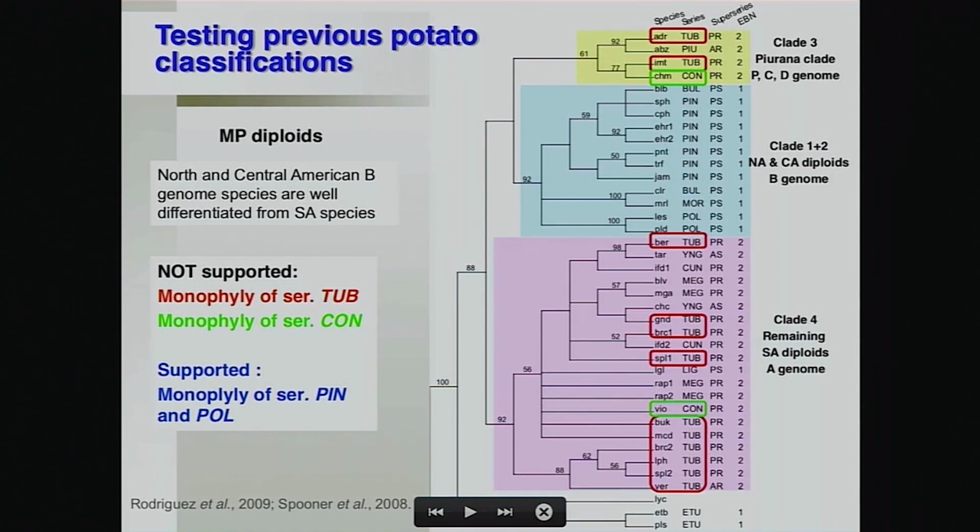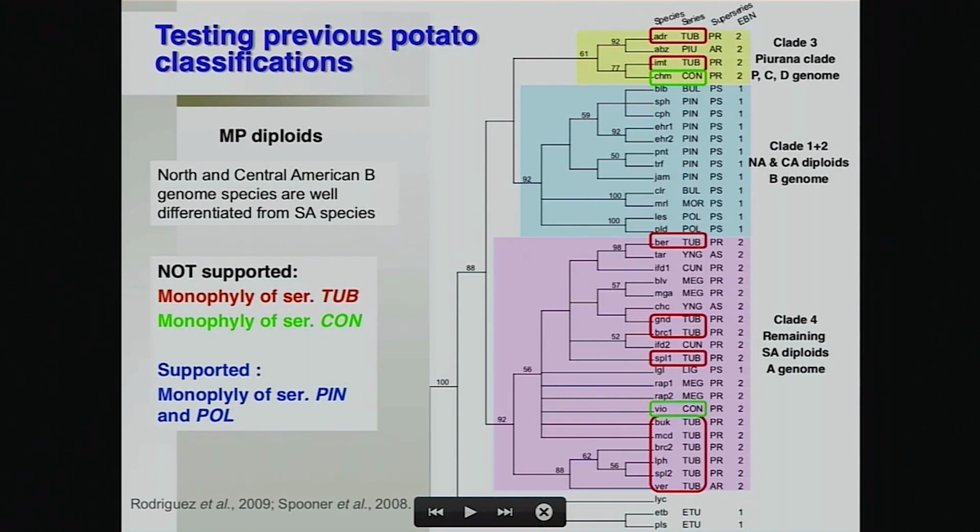And we were testing here previous potato classification. For example, COS says that North and Central American B genome species were basal, or the more primitive species. So we can see here that they are also a monophyletic group. We also tested if series Tuberosum and Conicibaccata were monophyletic, and it was not, as you can see, the red ones go to different clades. Here is one clade and this other clade.